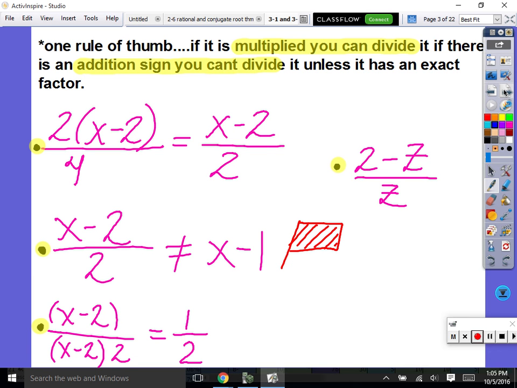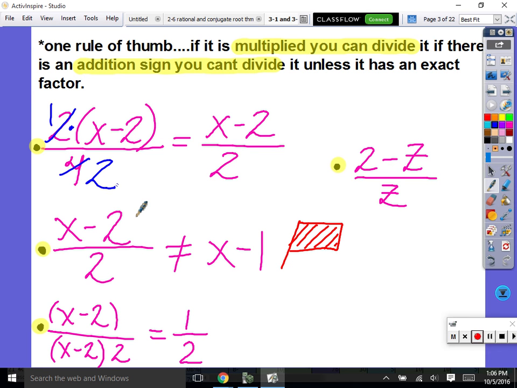So for example, look right here at this first thing. 2 times x minus 2 over 4. Do you see how 2 is multiplied to x minus 2? You can divide out 2 and 4 because 2 was being multiplied. Do we all understand? So wouldn't this become 1 over 2? Okay, so that would leave us with 1 times x minus 2 on top. On bottom is a 2. Does everybody understand?